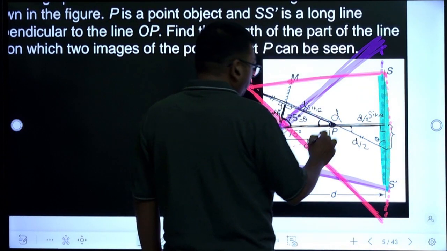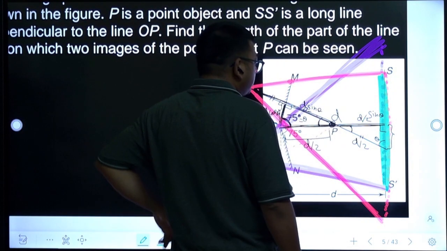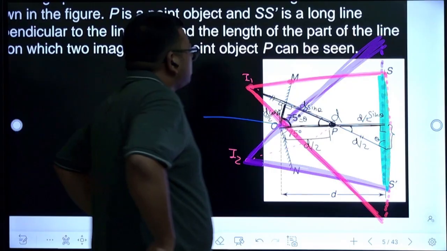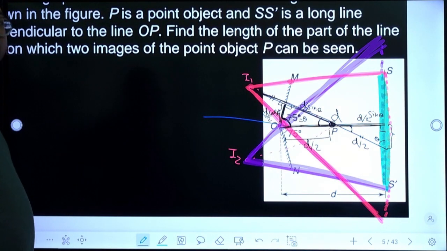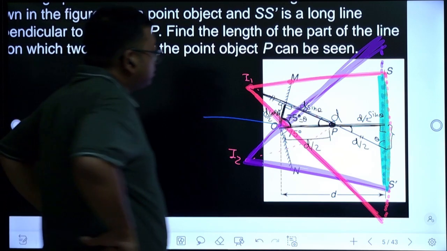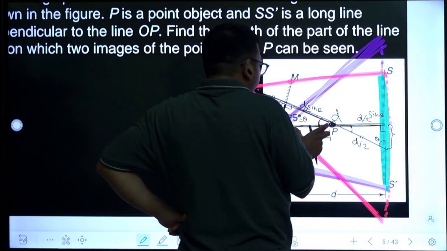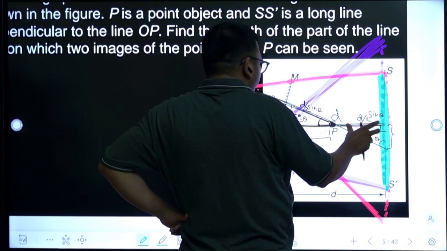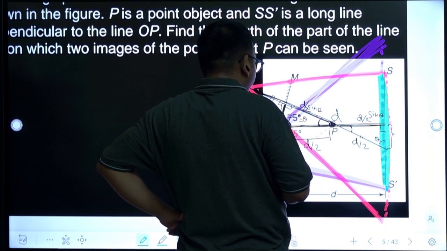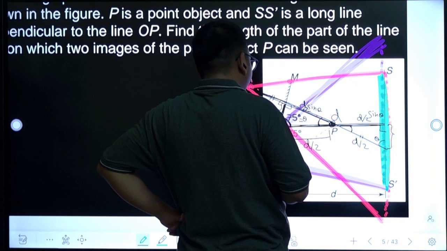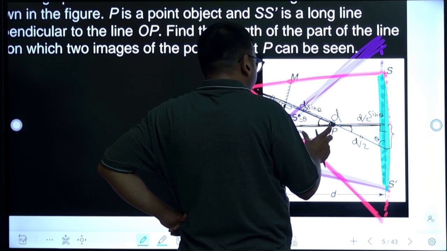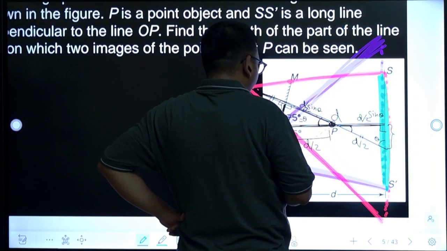Yes. So this point, but initially we assume this is the midpoint now. Correct. So d by 2 it should be now. Where has the mistake happened? Because this length is d by 2, this length also should be d by 2.